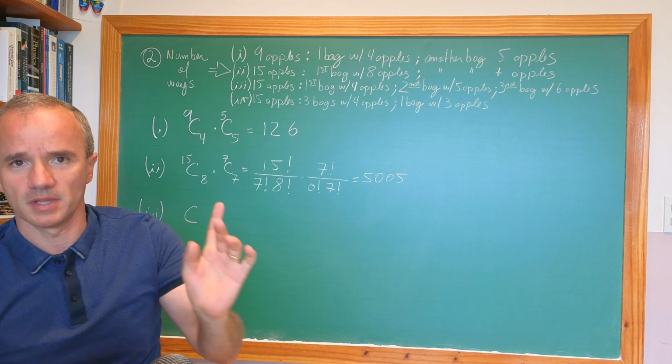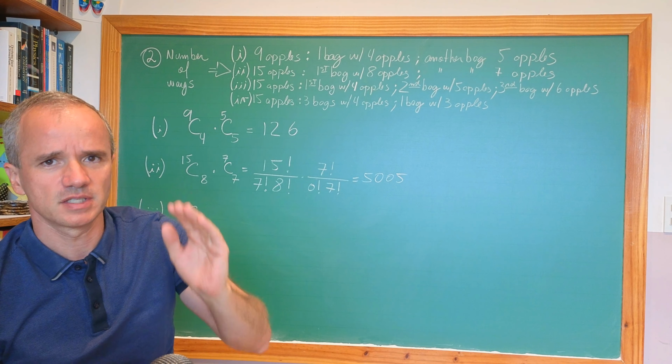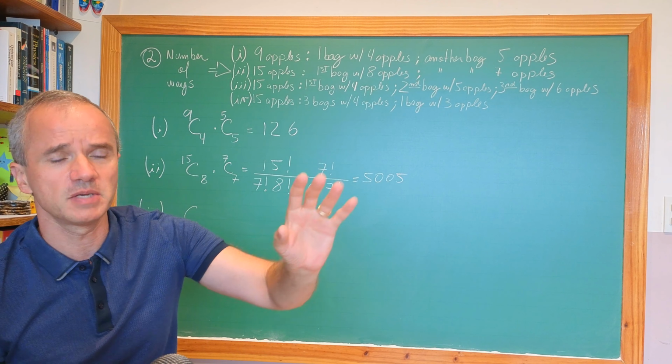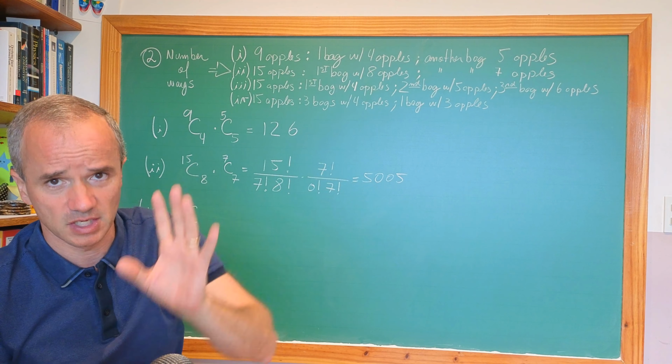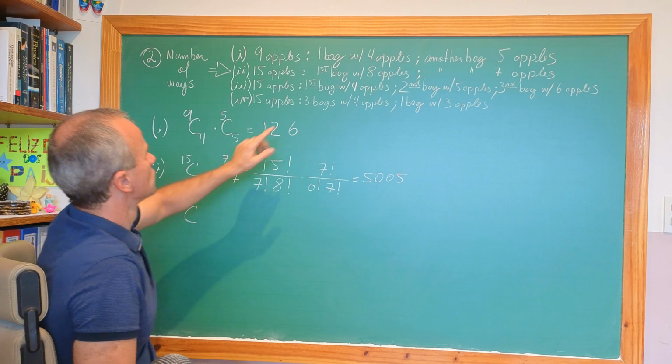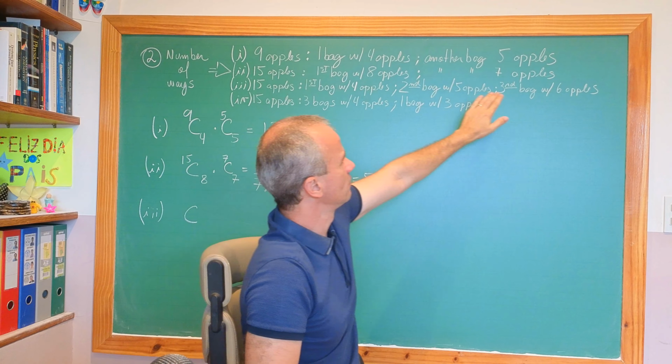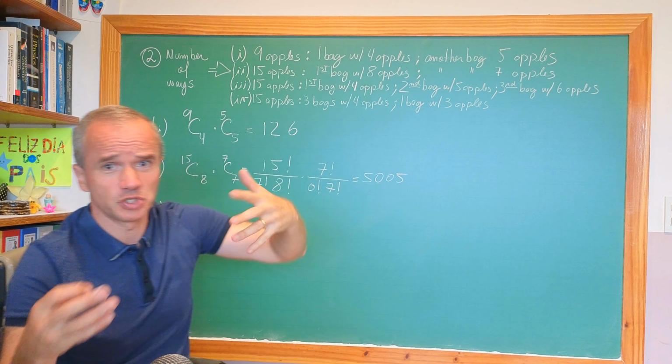The reason I'm going like this is because every single bag is different than the other. It's impossible to have one bag the same as the other because the amounts are different. This is what I want you to understand. So, 4, 5, 6. You see, each bag has a different amount.